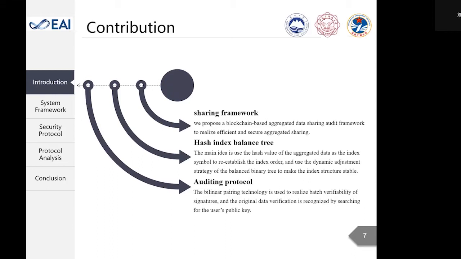Secondly, we design an efficient index structure for fast retrieval. The main idea is to use hash values of the aggregated data as the index symbol to construct the one-layer structure and use the dynamic adjustment strategy of the balanced binary tree to make the index structure stable. Thirdly, we design an auditing protocol to verify whether the data is equal to the value before aggregating.